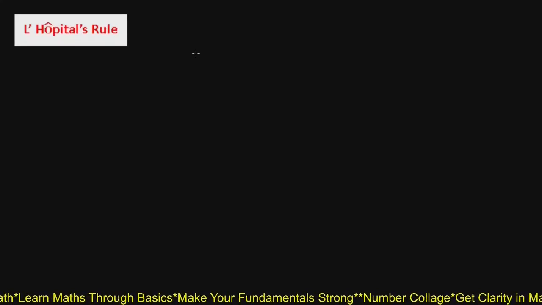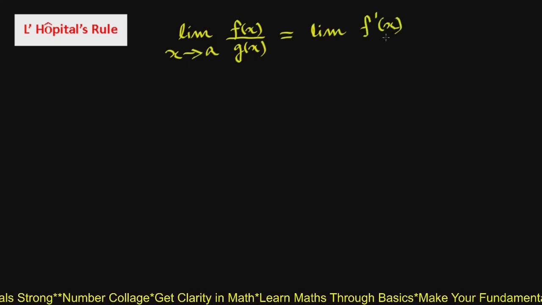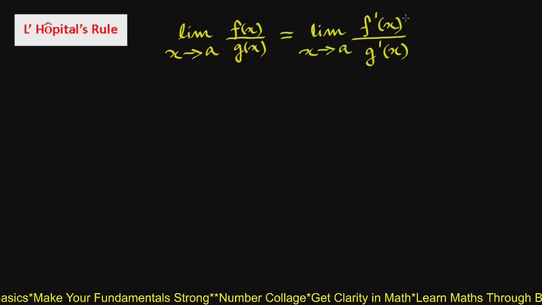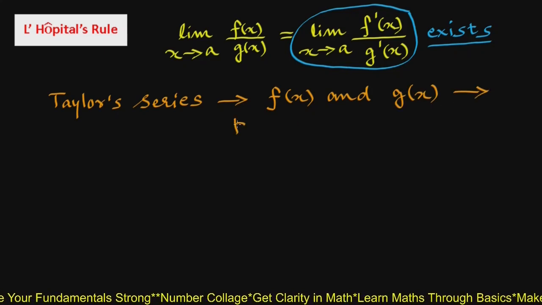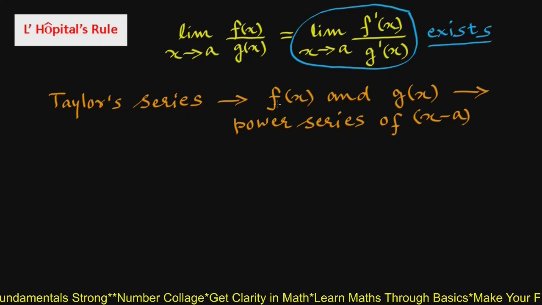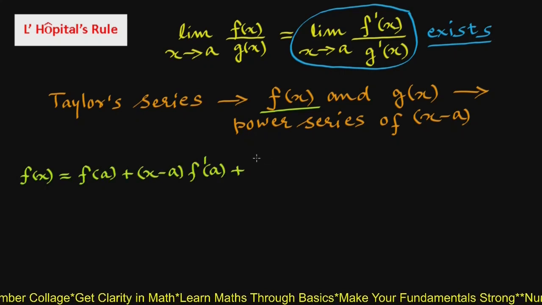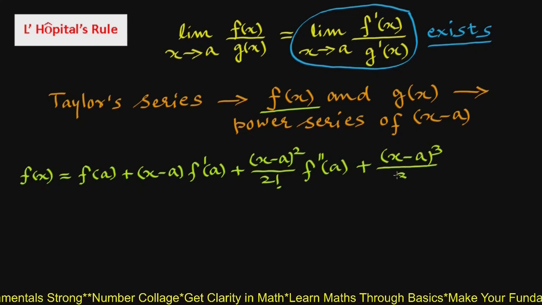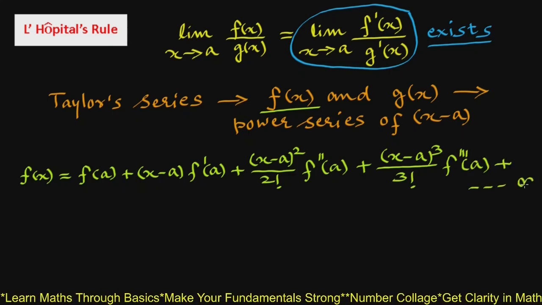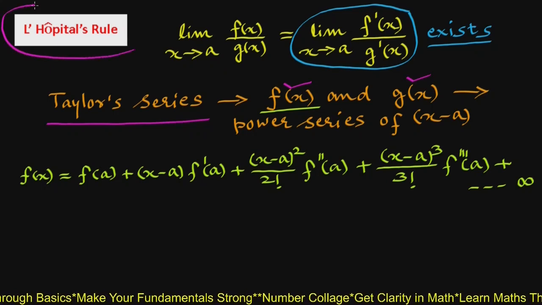There is a rule to evaluate these indeterminate forms known as L'Hopital's rule, which says the limit of f(x) upon g(x) as x tends to a is the limit of f'(x) upon g'(x) as x tends to a, provided this second limit exists. As per Taylor series, we can expand f(x) and g(x) as power series of (x minus a) in the neighborhood of a. For example, we can expand f(x) as f(x) equals f(a) plus (x minus a) f'(a) plus (x minus a) whole square upon 2 factorial f''(a) plus (x minus a) whole cube upon 3 factorial f'''(a) plus so on and so forth up to infinity. So expanding f(x) and g(x) by Taylor series will help us to understand this L'Hopital's rule.